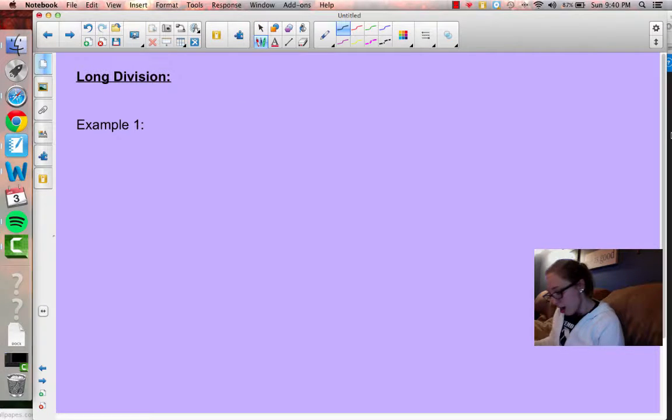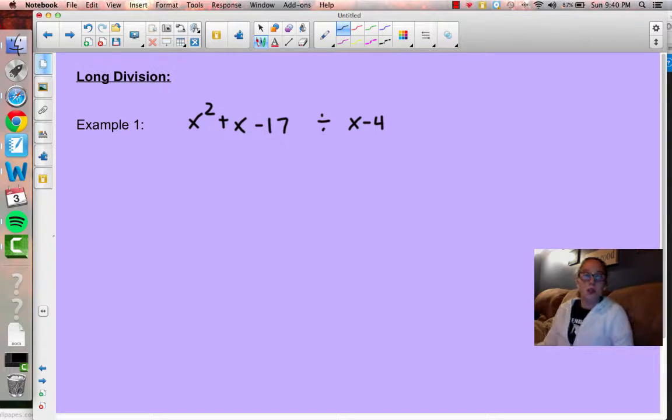Make sure you follow through these steps, and if you need to pause as we go through it, make sure you do. The first one, we're going to have x squared plus x minus 17, and I'm dividing that by x minus 4. When we start this, whatever comes first is going to be what goes underneath your bracket. So we'll put in our x squared plus x and then minus 17 here, and then whatever you're dividing by goes on the outside, so x minus 4.